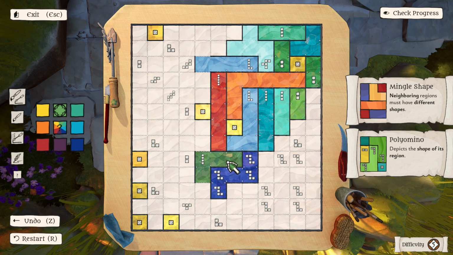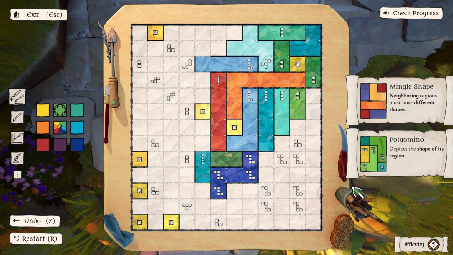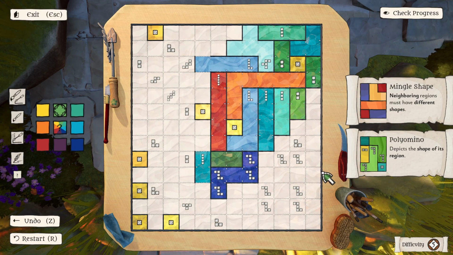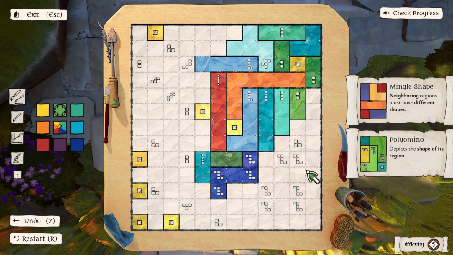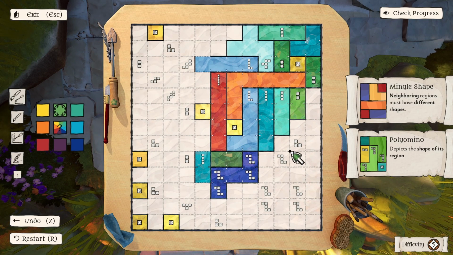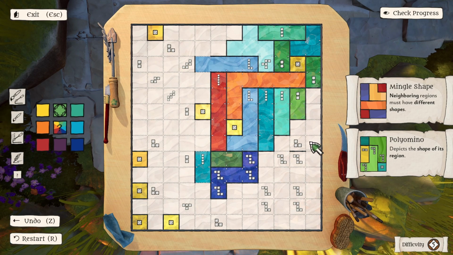Now, whoops, back that up. There we go. How do I do the other ones? I know that this right here is a border. But I don't know where this one is going.